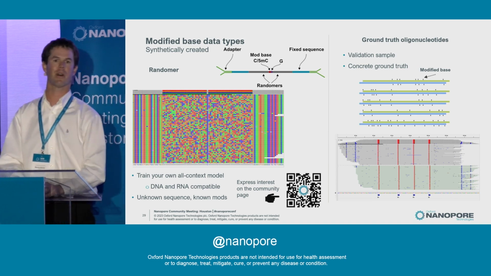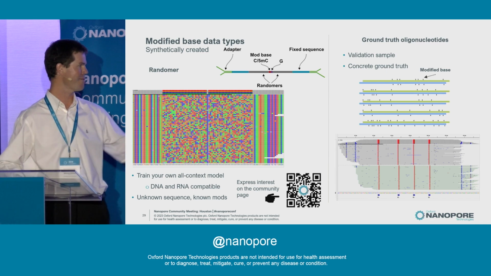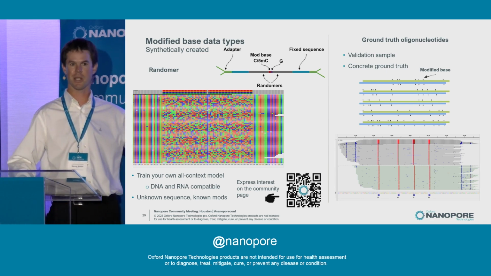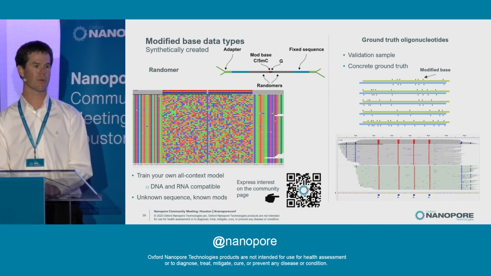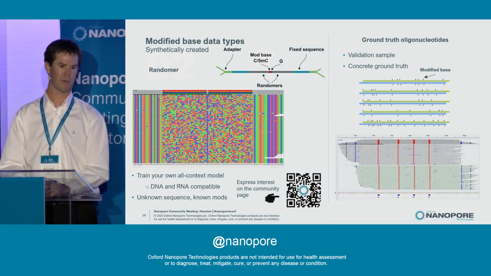You count up how many modified bases you see and how many canonical calls you have, and you sum that up, and that's our accuracy. It's per read, per site. There's no aggregation. That's the accuracy of the calls that you get in your reads. So I just wanted to highlight that one there.